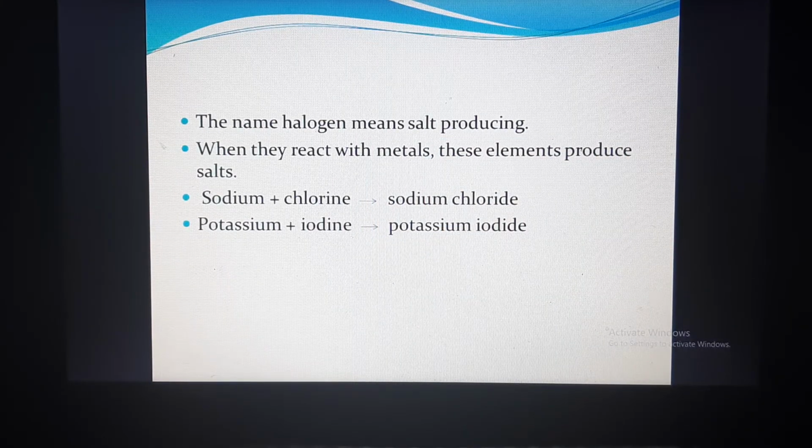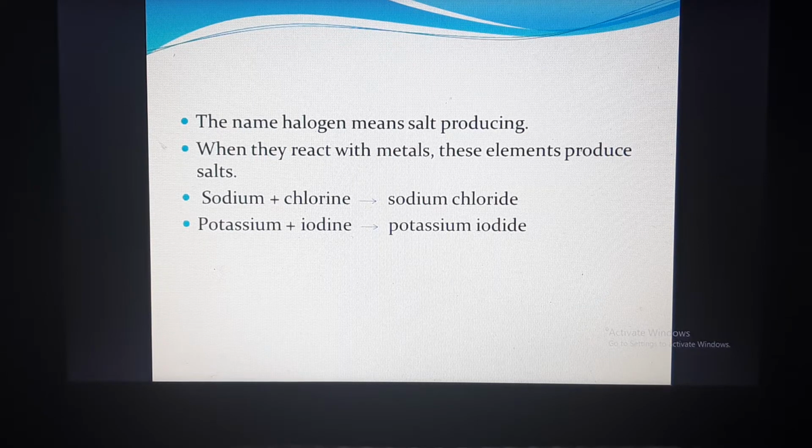The name halogen means salt producing. The seventh group elements are called halogens because they are able to form salt. When they react with metals, these elements produce salt. For example, sodium is a metal. It reacts with chlorine and produces sodium chloride.